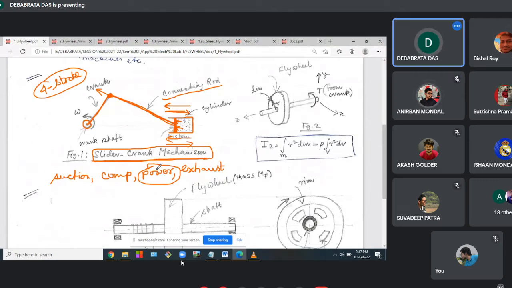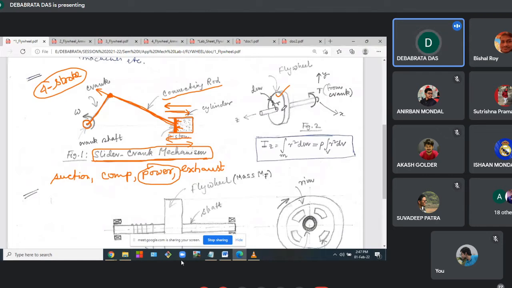So look here, only during the power stroke, a high amount of energy is developed. So at that time, what happens? The speed of the crankshaft tends to increase. But on the other end of the crankshaft, this type of flywheel is mounted. So what happens when an excess amount of energy is supplied, a torque is supplied? So what happens?